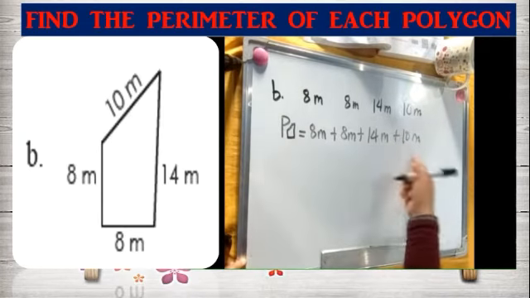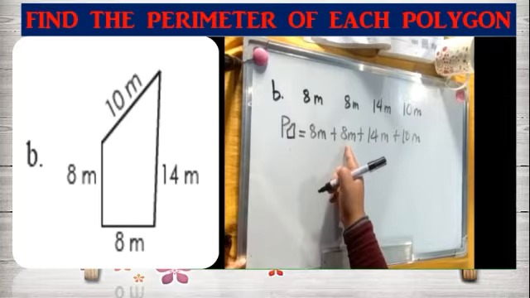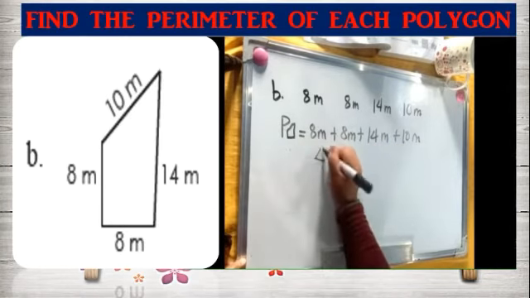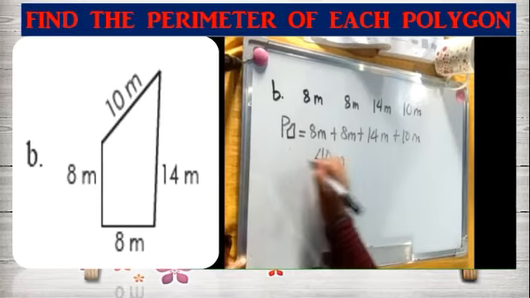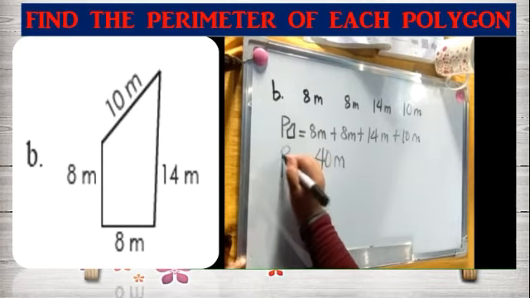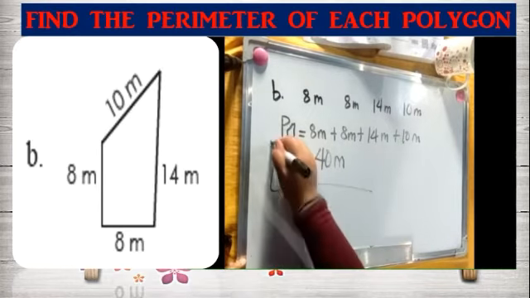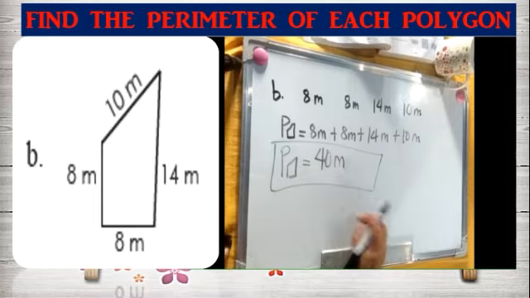So, pila man ni tanan? 8 plus 8, 16. Plus 14, 30. Plus 10, 40 meters. So ang iyahang perimeter class, kani nga figure is 40 meters. Okay? Naka-follow? Nakasabot? Very good.